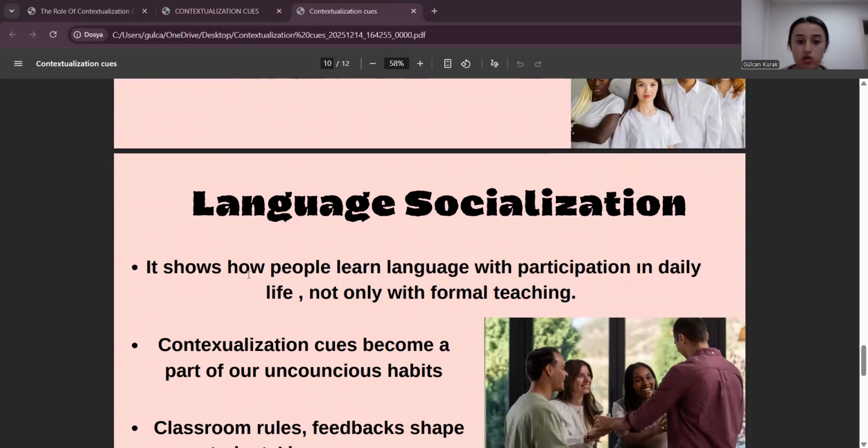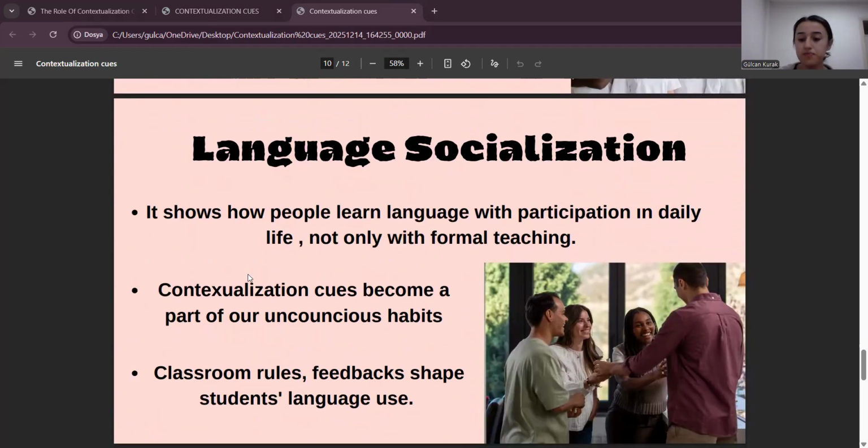And also, we have language socialization. Actually, this is the process by which people learn how to use a language appropriately by participating in social interaction. It shows that people learn language through participation in daily life, not only through formal teaching. And also, it happens with daily interactions. Contextualization cues become a part of our unconscious habits. And classroom rules and feedback shape the student's language. It means teachers also model acceptable language, tone, or behavior.